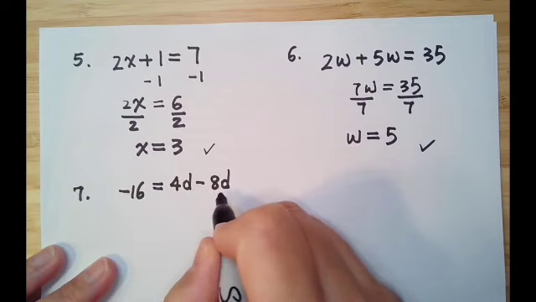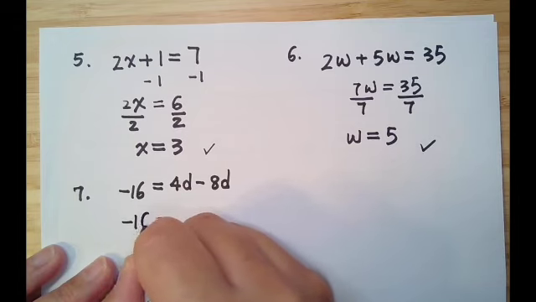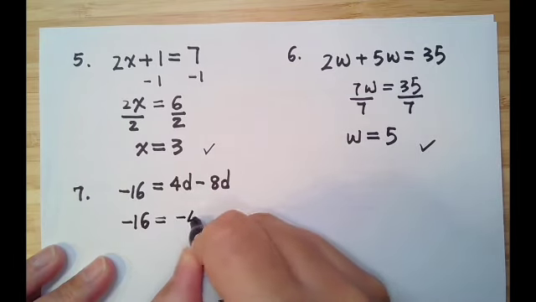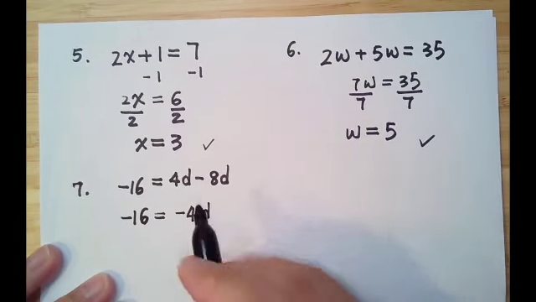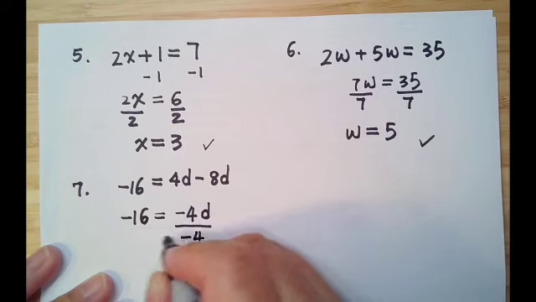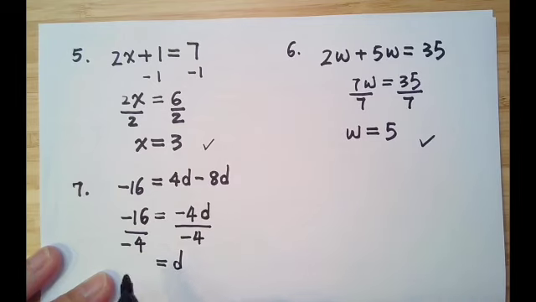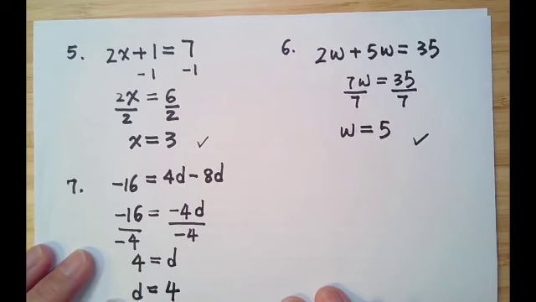This 4d minus 8d, they are like terms. So the left side is still negative 16, but the right side is 4d minus 8d, which is negative 4d. All right, now same idea, because here is a multiplication, so we're going to divide by negative 4 on both sides. On the right side, I have a d. On the left side, negative 16 divided by negative 4, I have a positive 4. If you like, you can write at the end, d equals 4. So you can do the switching part at the very end.